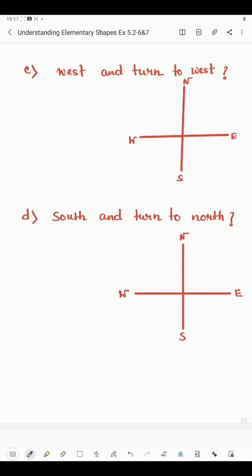Now in the C part we have, if you are facing west, that means here you are, and turn to west. It is not mentioned whether you are turning clockwise or anti-clockwise. It is said that if you are facing west and turn to west, it means after turning you come to the same direction. That means how many right angles do you make if you are facing any direction and coming to the same direction?